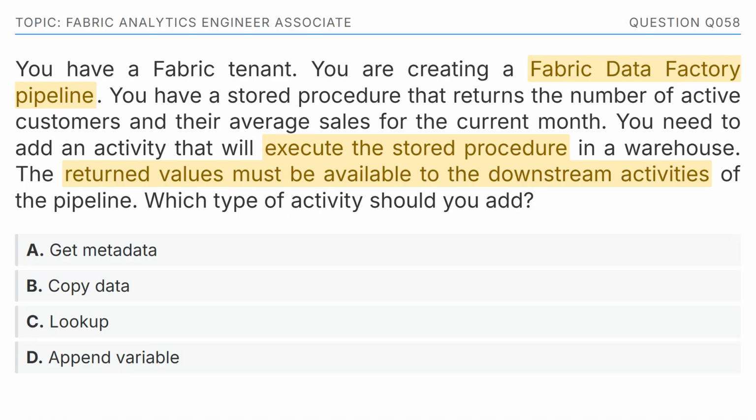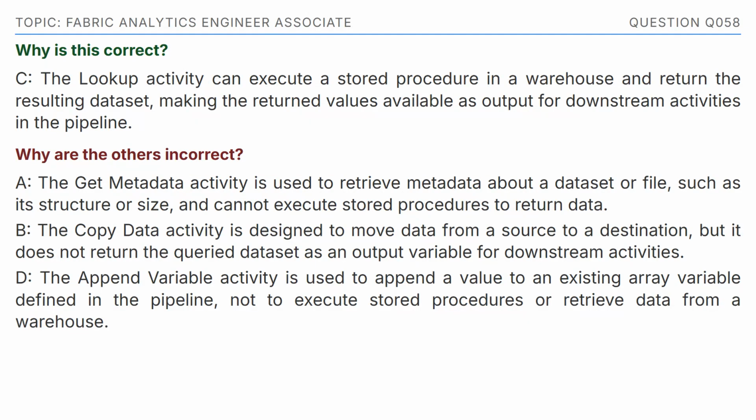To arrive at the correct answer, we focus on the keywords: execute the stored procedure, returned values must be available to the downstream activities, Fabric data factory pipeline. The correct answer is option C, lookup. Why is this correct? C. The lookup activity can execute a stored procedure in a warehouse and return the resulting dataset, making the returned values available as output for downstream activities in the pipeline.